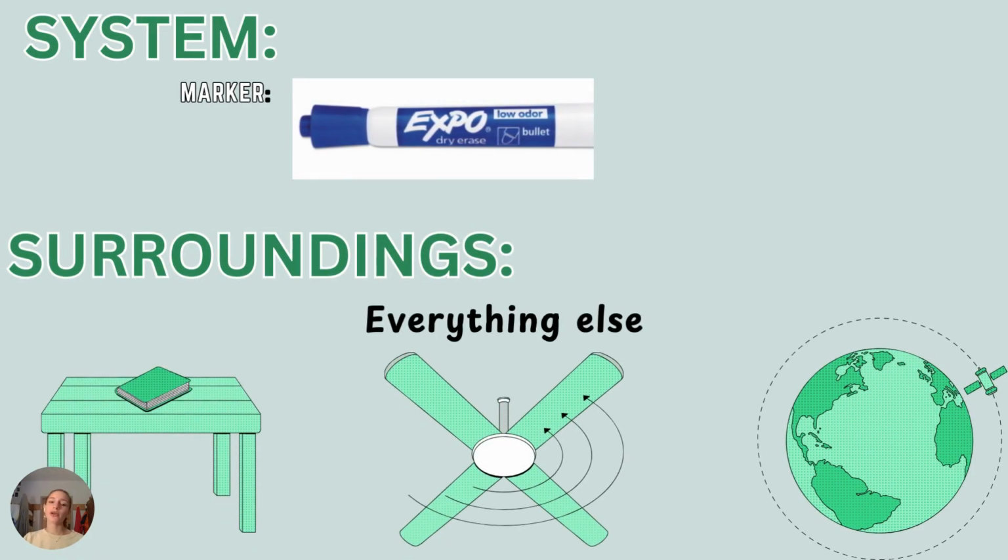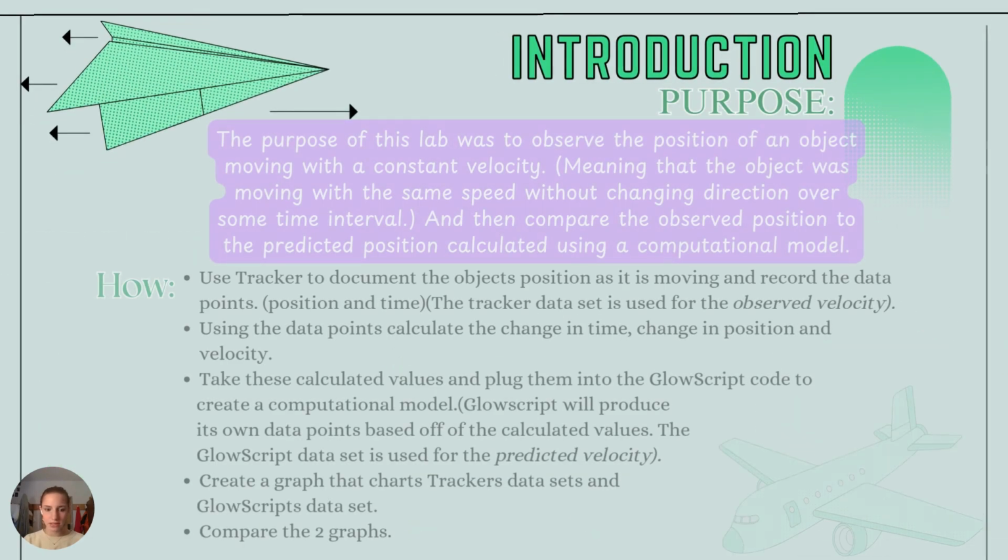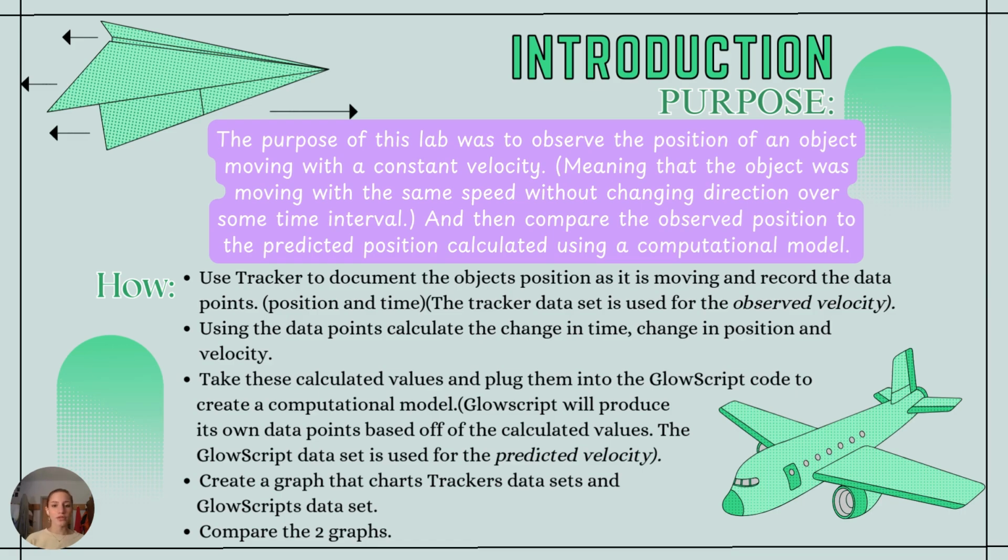To get us started, I want to identify our system and our surroundings. Our system is going to be a marker, and our surroundings are going to quite literally be everything else. Now, the purpose of this lab was to observe the position of an object moving with a constant velocity, meaning that the object was moving with the same speed without changing direction over some time interval, and then compare the observed position to the predicted position, which was calculated using a computational model.